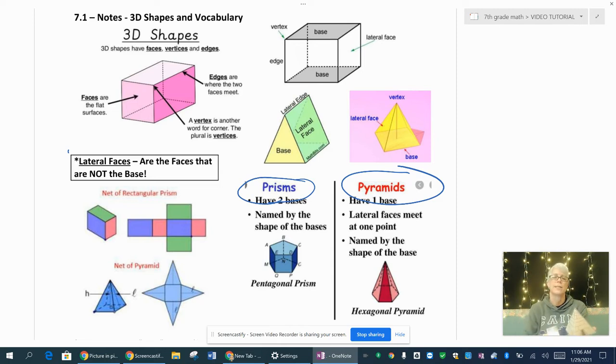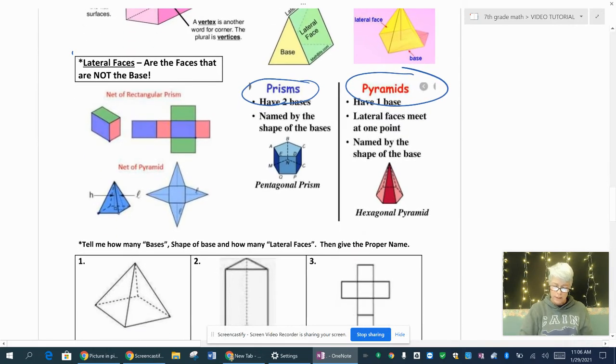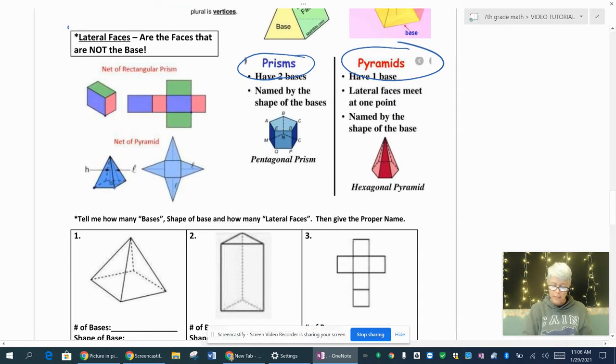Oh my gosh. Pyramids have 1 base. Prisms have 2 bases. All right, if I didn't just totally mess you up on that, we're going to write some stuff down. Hopefully that'll be helpful. So again, you can see where I circled. It says prisms have 2 bases.